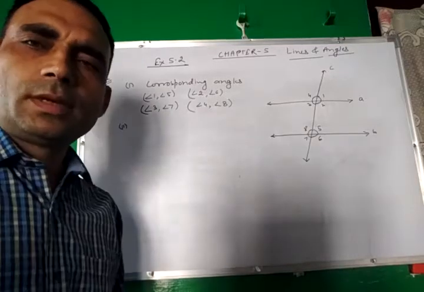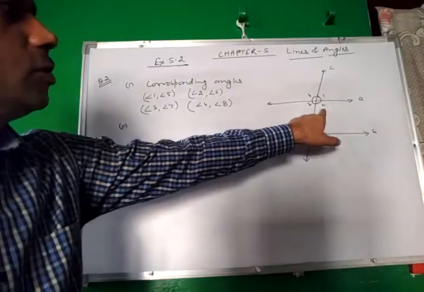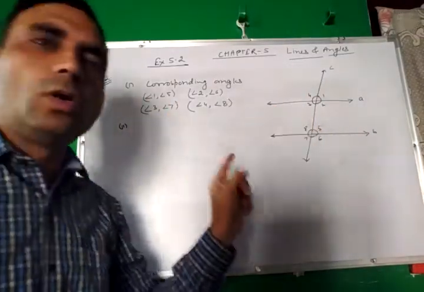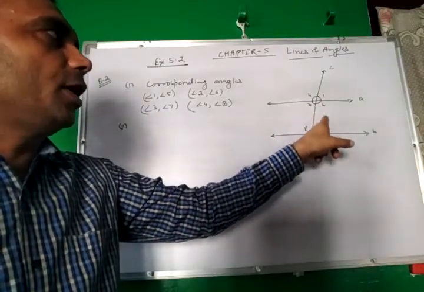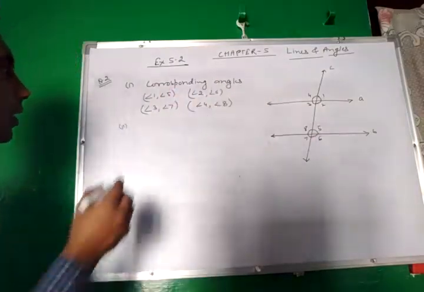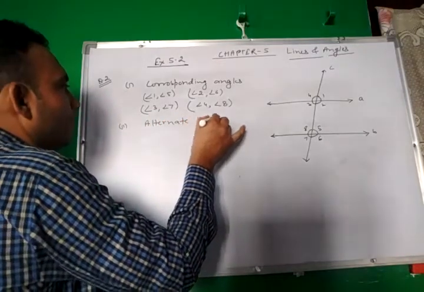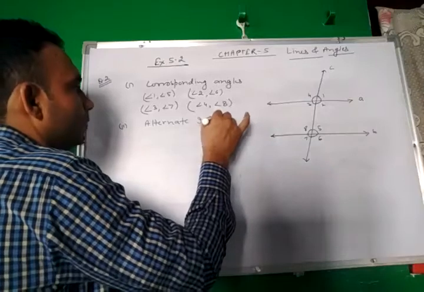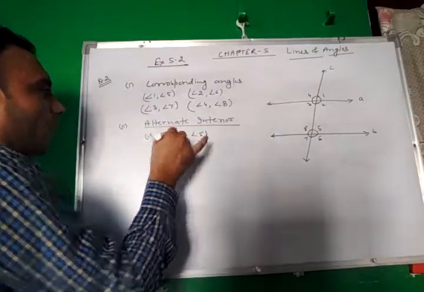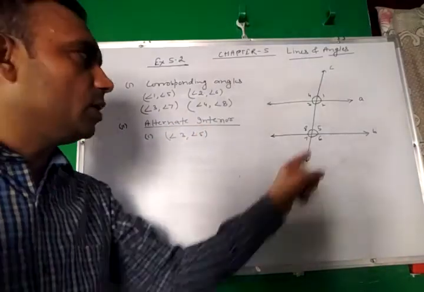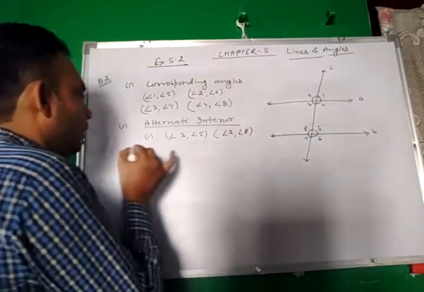Now the pairs of alternate interior angles. Which are interior angles? 2, 3, 5, 8. Alternate means on opposite sides of the transversal. Pair of 3 and 5, alternate interior, and 2 and 8, alternate interior. So there are 2 pairs of alternate interior angles. First pair is angle 3 and angle 5, and second pair is angle 2 and angle 8.